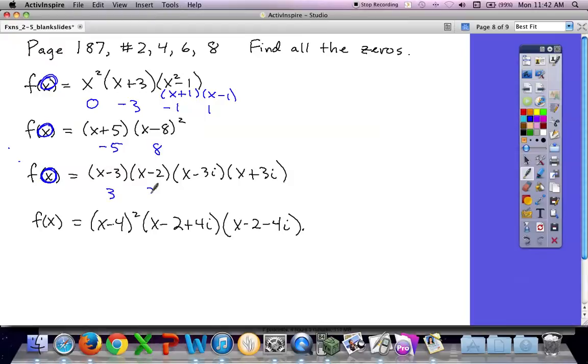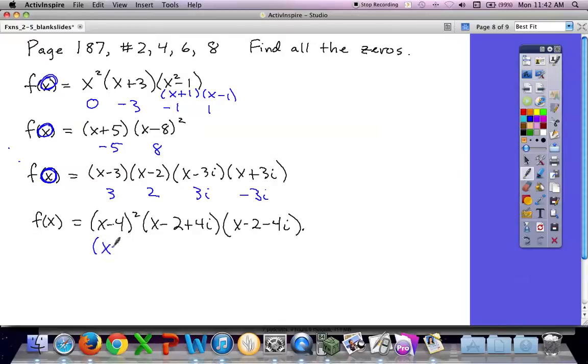3, 2, 3i, -3i, right? 3i minus 3i is 0. -3i plus 3i, 0. Now the last one is a little more complicated, but not that much. Remember, for us to say what the zero is by looking at the factor, we need it to be written as x minus the zero.